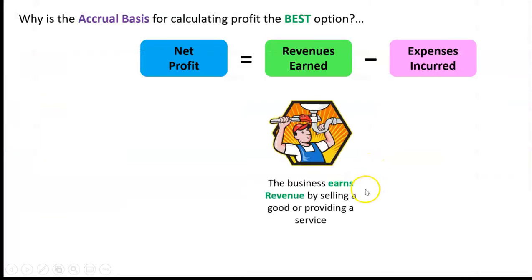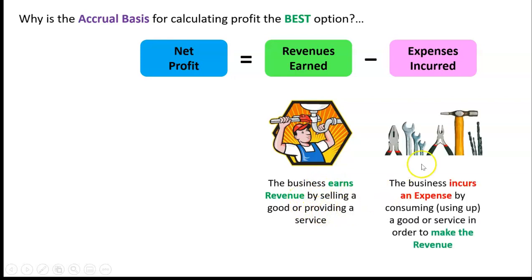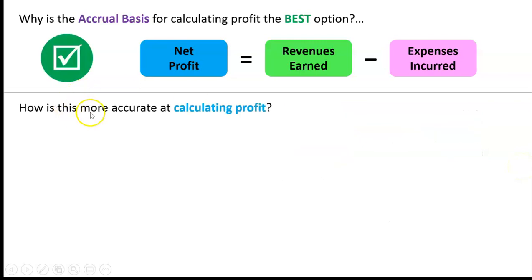So what we're going to do is the accrual basis instead. We're going to recognize revenue when you earn it, so by selling a good or providing a service, and we're going to minus that with your expenses. You incur an expense when you consume it or use it up. So that's going to be the correct approach. Let's have a look. Why is this more accurate?